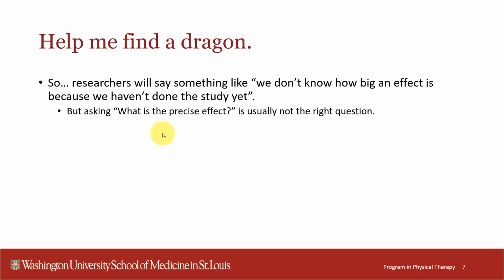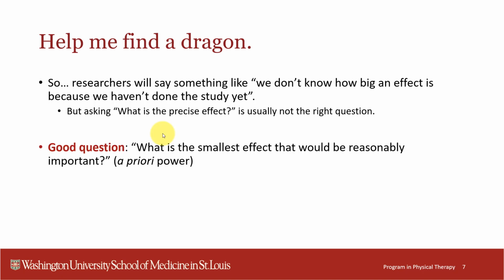So when researchers say something like, we don't know how big an effect is because we haven't done the study yet, I think they're kind of asking the wrong question. It's not really helpful to say, well, what is the precise effect, or what are the exact values that we need to plug in here? Because you probably wouldn't know that even after you ran the study. You're sampling from a population. So any estimates of the effect size that you get are going to be estimates. Any estimates of the variances that you get are going to be estimates. We can't be precise, and it's not really a great expectation to have from the get-go.